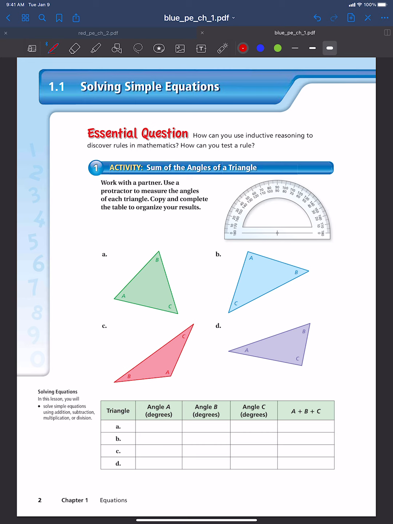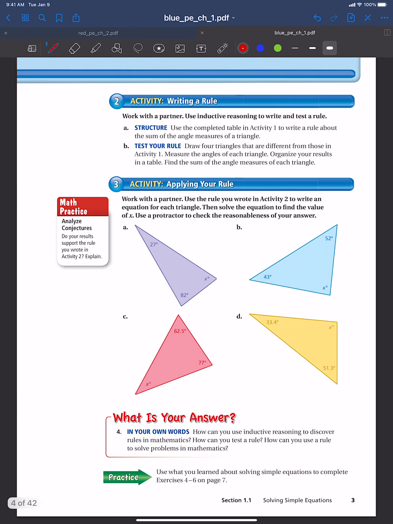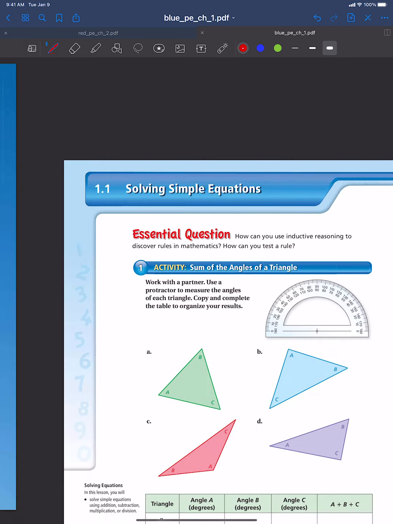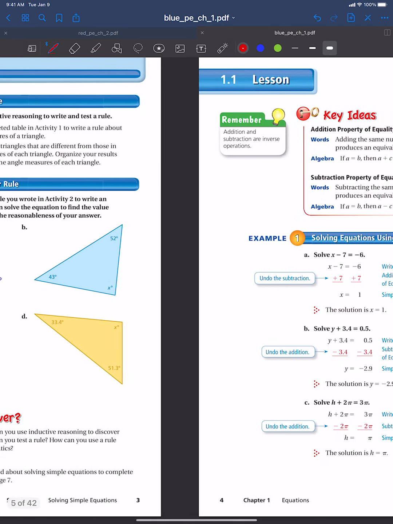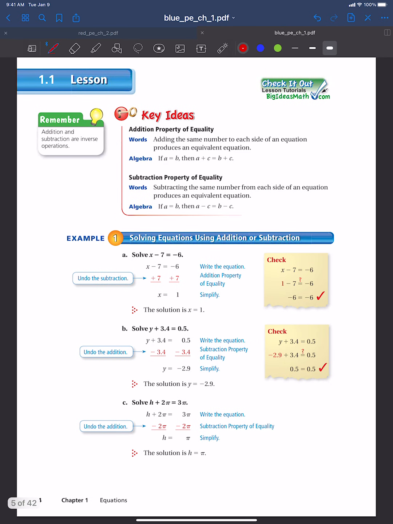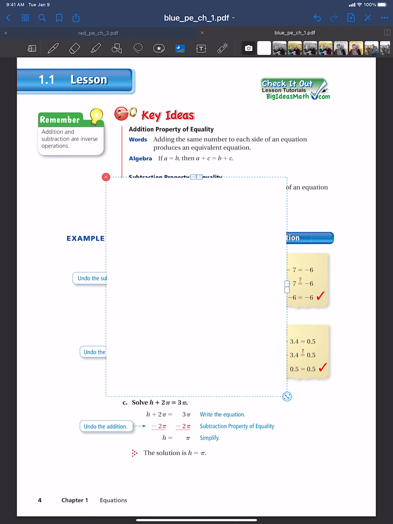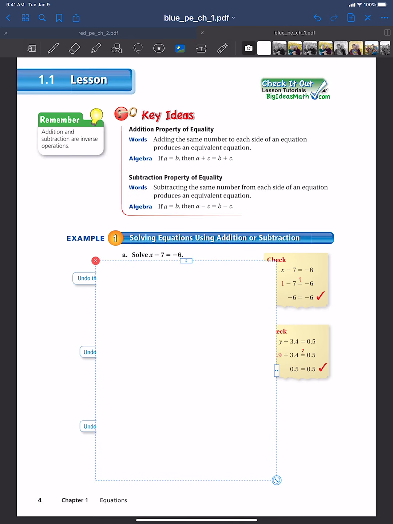Hi there, we're going to do a quick tutorial video on how to do Chapter 1, Lesson 1 in the 8th grade book. We are solving simple equations. Remember, you can pause the video if I go too fast, and you can write all of these down in your notes. Always pause it, or you can fast forward, whatever you need to do.